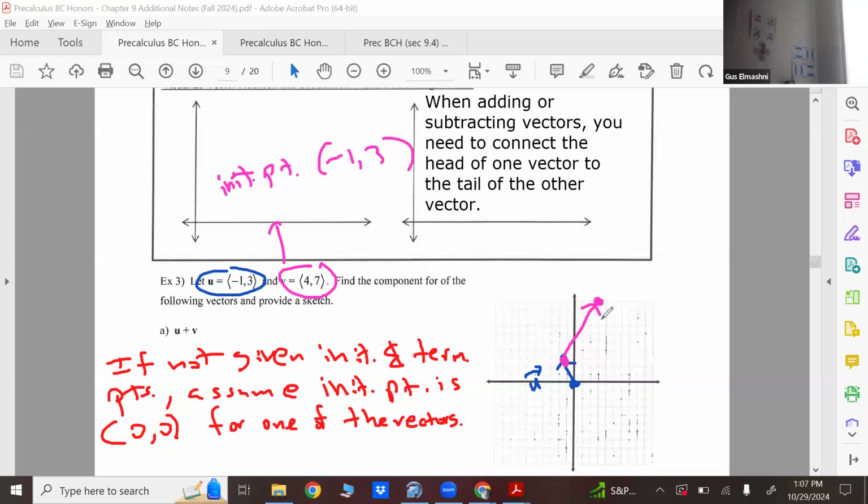So then from here, does that make sense, guys? Did everyone catch that? Whatever this is, this now becomes the starting point for the next vector. So the terminal point of the first vector becomes the initial point of the second vector.